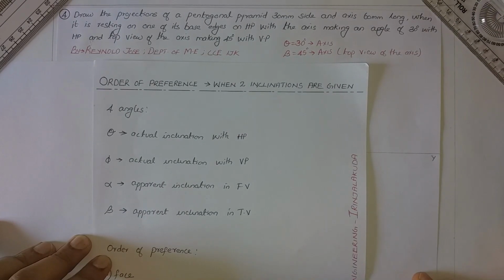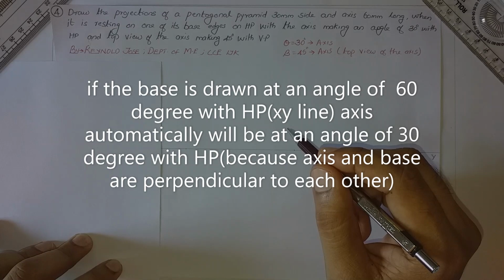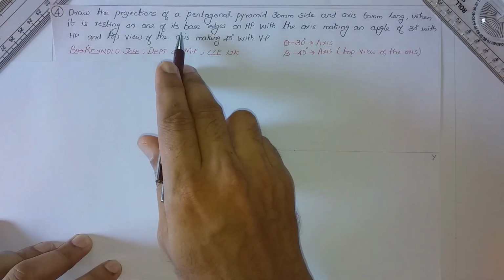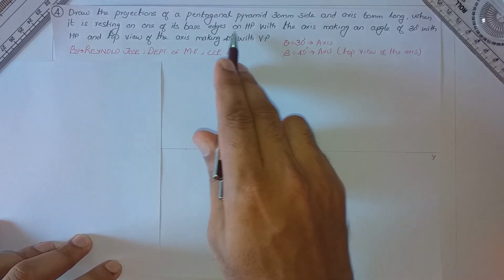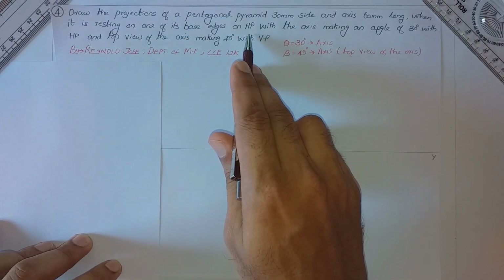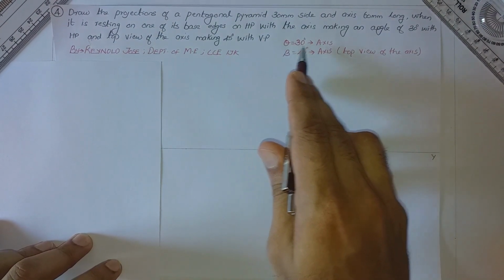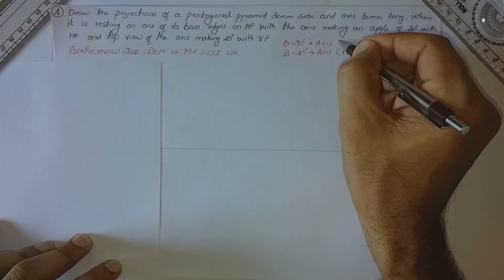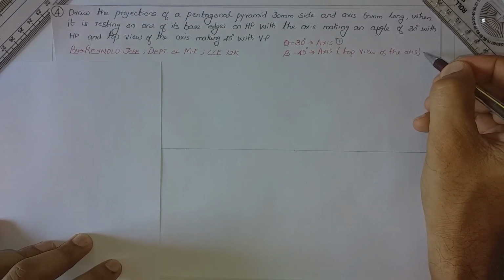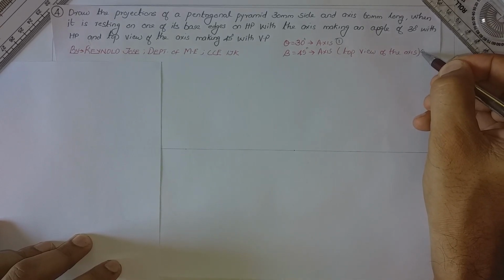So this is problem number 4. We'll be checking where the solid is resting. Here the solid is resting on one of its base edges on HP. If the solid is resting on HP, we'll be giving the inclination with respect to HP first. So the inclination with respect to HP is theta. We'll be giving theta first, and then only we'll be giving inclination with respect to VP, that is beta.